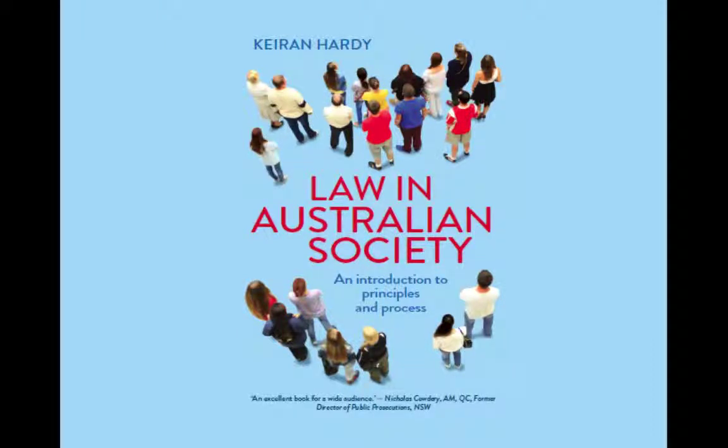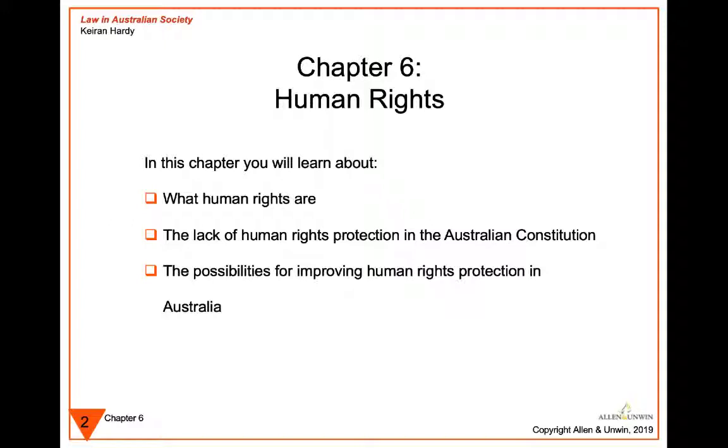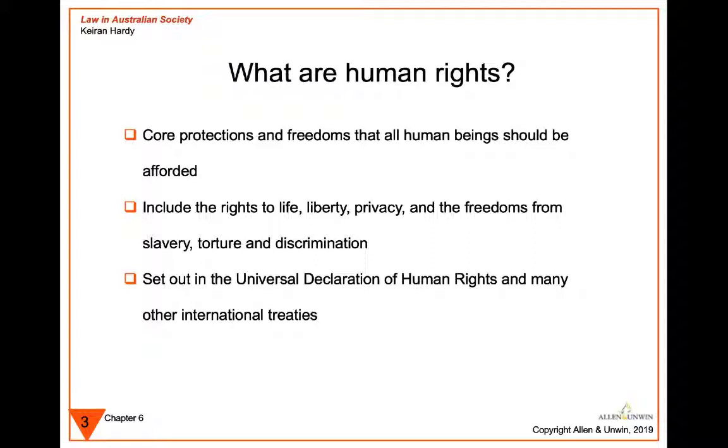Welcome to Chapter 6 of Law in Australian Society, which is about human rights protection. In this chapter you'll learn about what human rights are, the lack of human rights protection in the Australian Constitution, and the possibilities for improving human rights protection at the national level in Australia. So what are human rights?